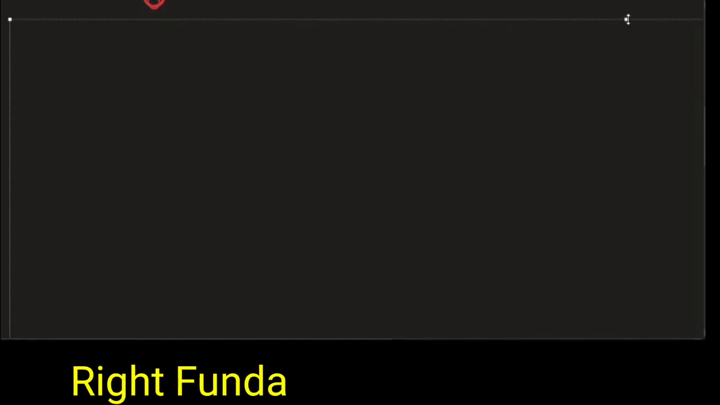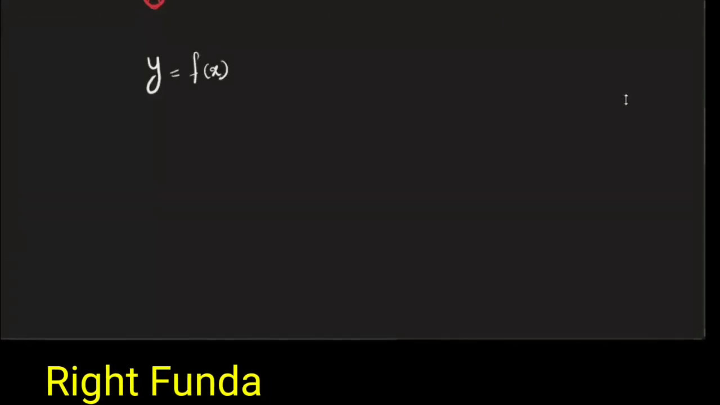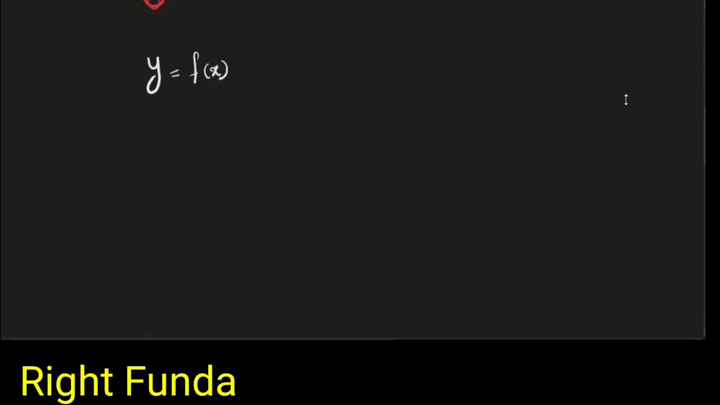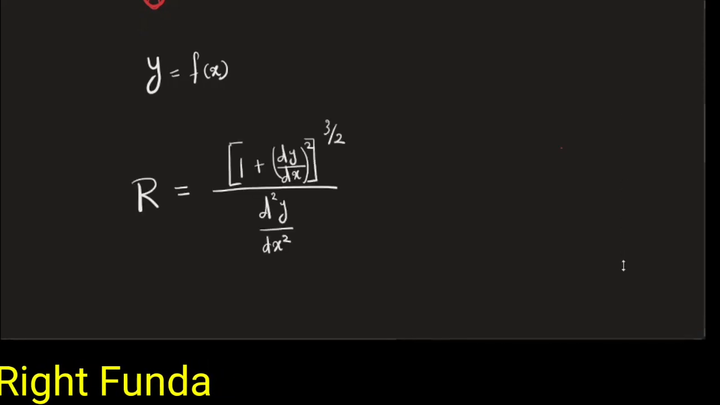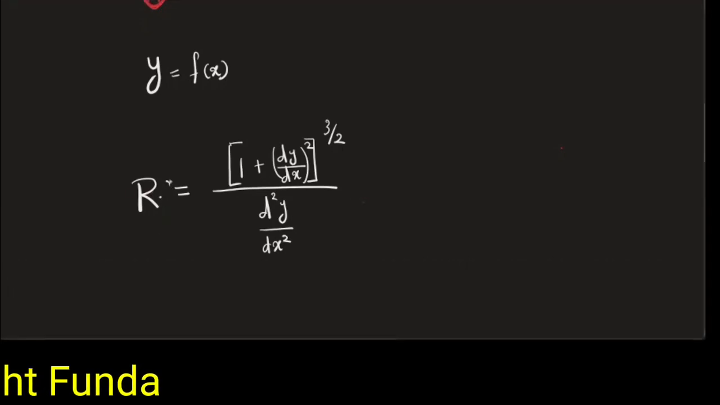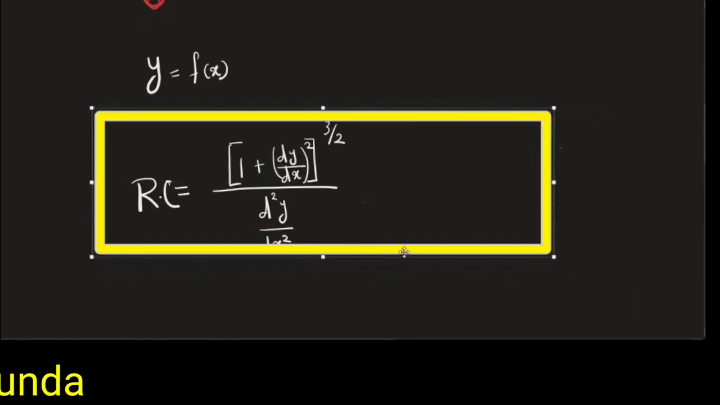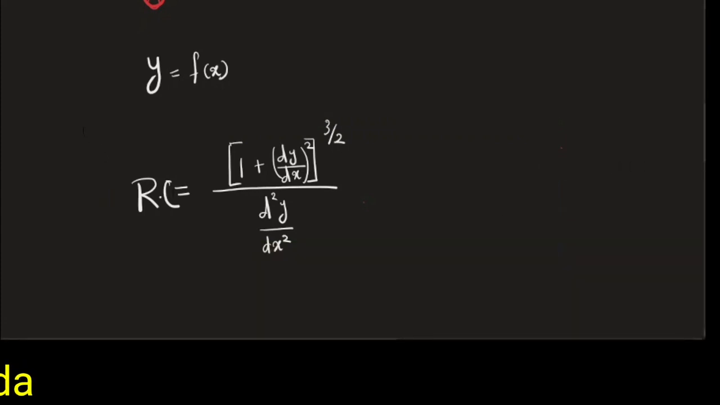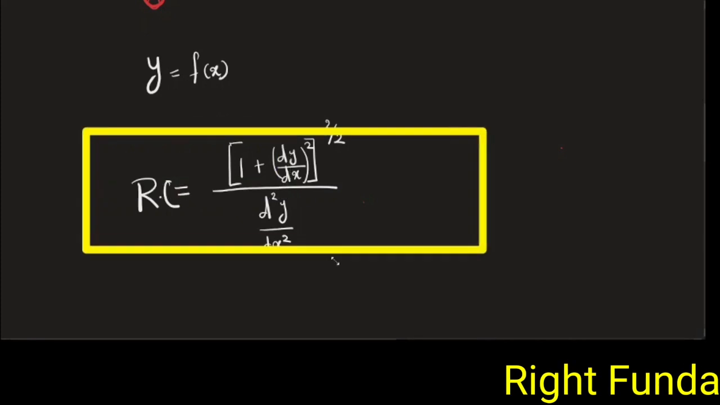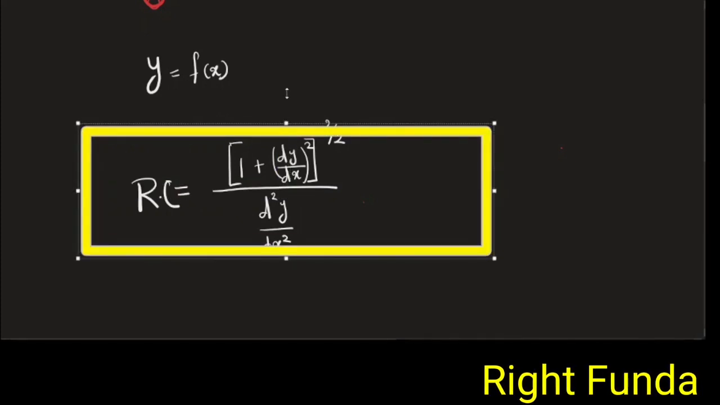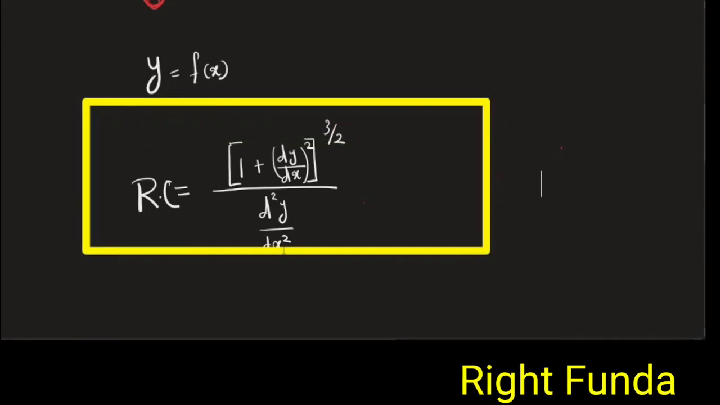In mathematics, we know that if any function y as a function of x is given to us, we can find the radius of curvature at any point. This is the formula for radius of curvature: radius of curvature is equal to 1 plus (dy by dx) the whole squared, to the power 3 by 2, divided by d square y by dx square. Right? In coordinate geometry, we know this. At any point, this is the formula for radius of curvature.